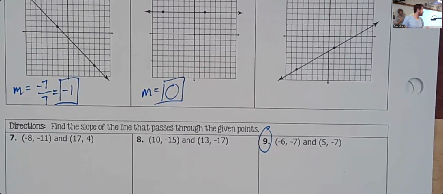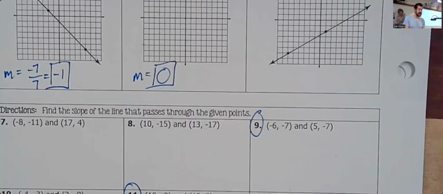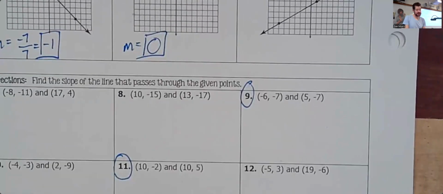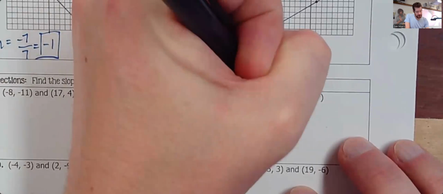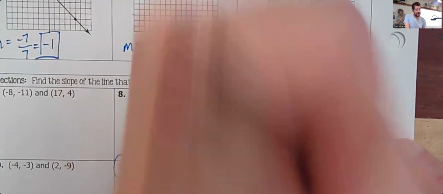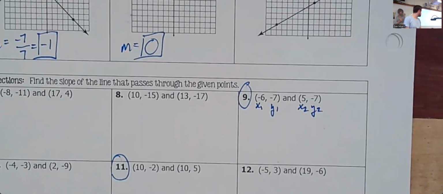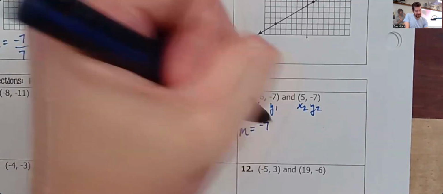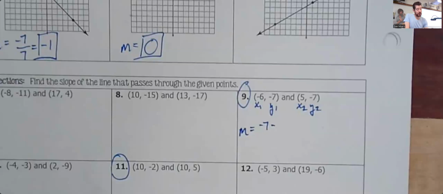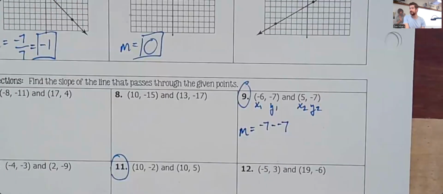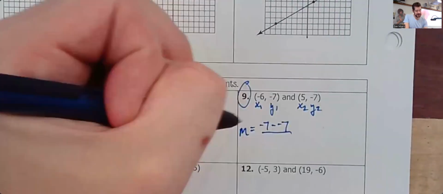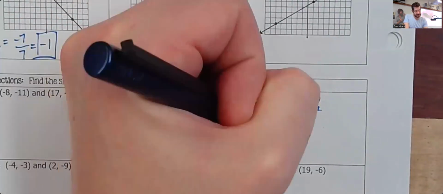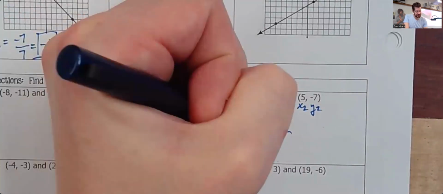Moving on to our coordinates now, starting with number 9. So remember, we've got x1, y1, x2, and y2. And we are using the slope formula from the previous page, which is y2 minus y1 over x2 minus x1. So in this first example here, we're going to have m equals y2, -7, minus y1, which is also -7. So minus -7 over x2, which is 5, minus x1, which is -6.